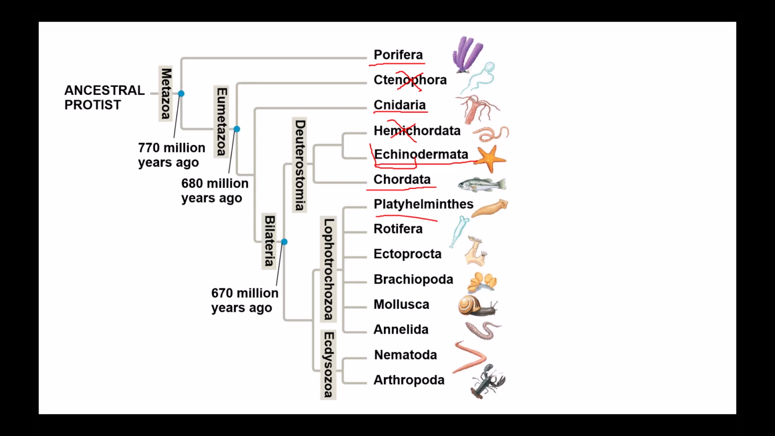Platyhelminthes, you'll need to know. They're the flatworms. Don't worry about rotifers. Don't worry about ectoprocta. Don't worry about brachiopoda. Do know the mollusks. So that would be squid, octopi, snails, slugs, things like that. Annelids are segmented worms. Nematodes are roundworms. Arthropods have exoskeletons made of chitin and jointed appendages. So insects, ticks, spiders, scorpions, lobsters, lots of different things with exoskeletons and jointed appendages.